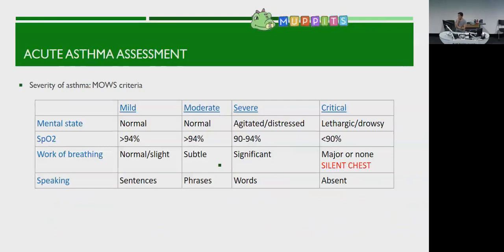In a patient with critical asthma, they may have really intense work of breathing, or maybe they have none at all. They've just had a respiratory arrest, jump on the chest, start CPR. So be wary of the silent chest or a patient who just doesn't look like they're breathing. Start your BLS stuff.